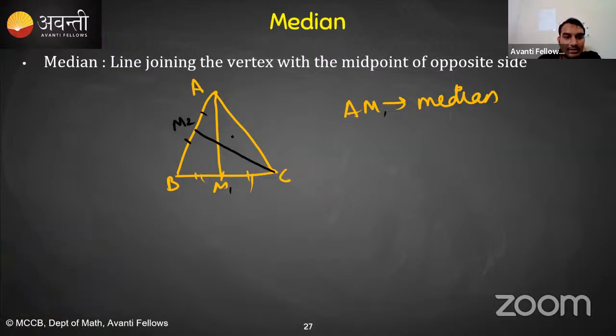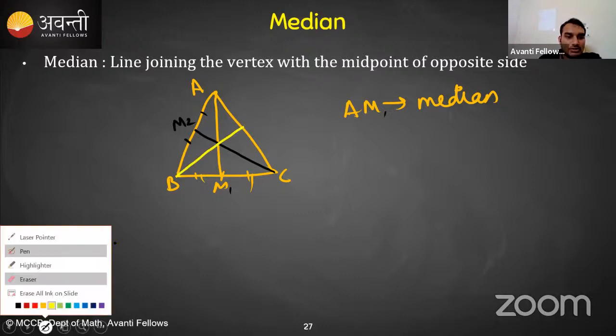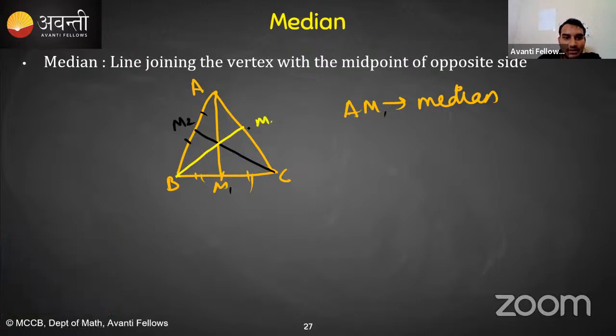And let's say if I join vertex B with the midpoint of AC, let's call this M3. So it is also equal, right? Because M3 is the midpoint of AC. So what happens is you will see that this AM1 is the median.